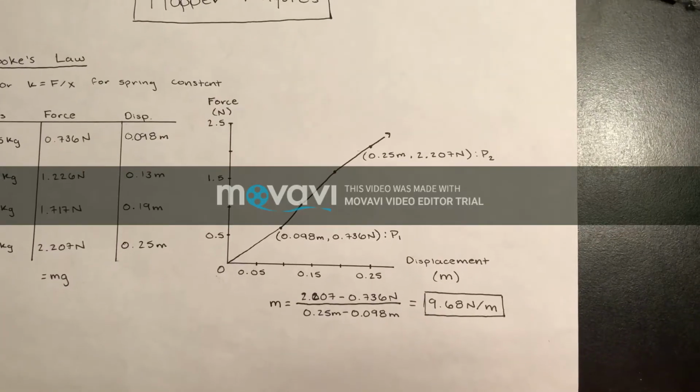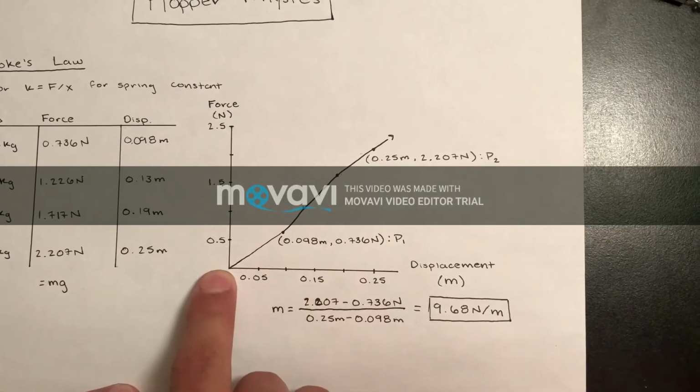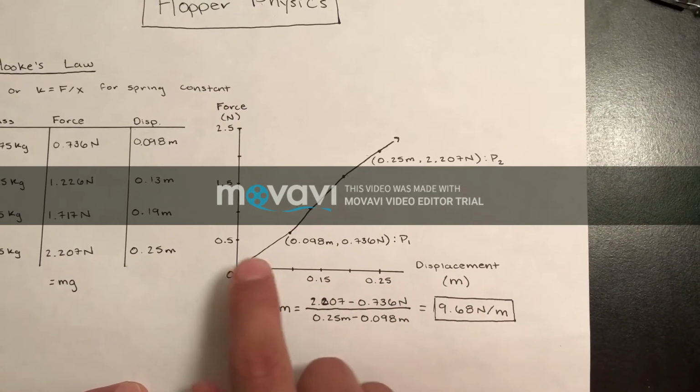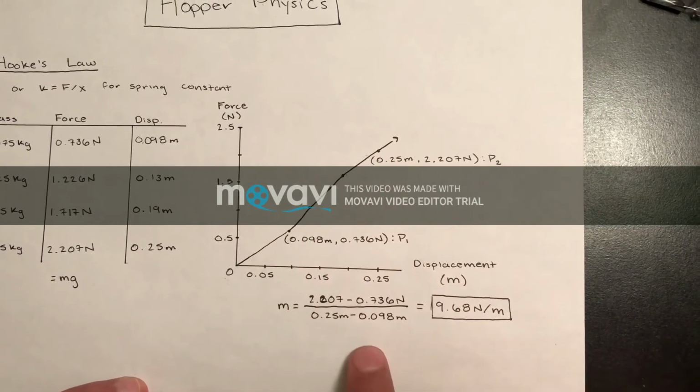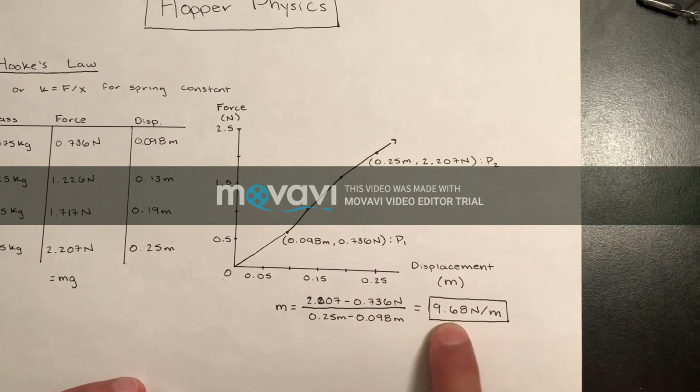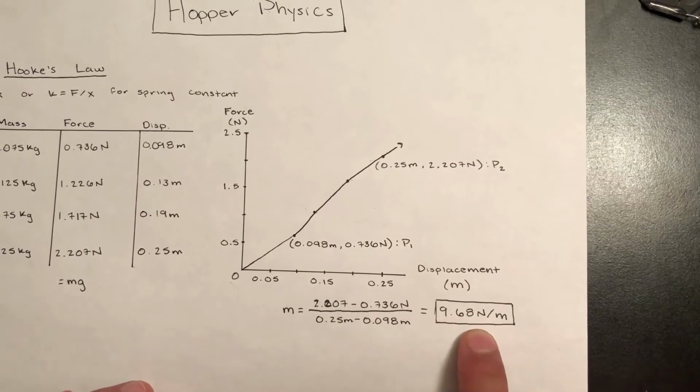Using these values from the chart, we construct a graph with force in the y-axis and displacement in the x-axis. And the line and the slope of the line gives me the average spring constant of 9.68 newtons per meter.